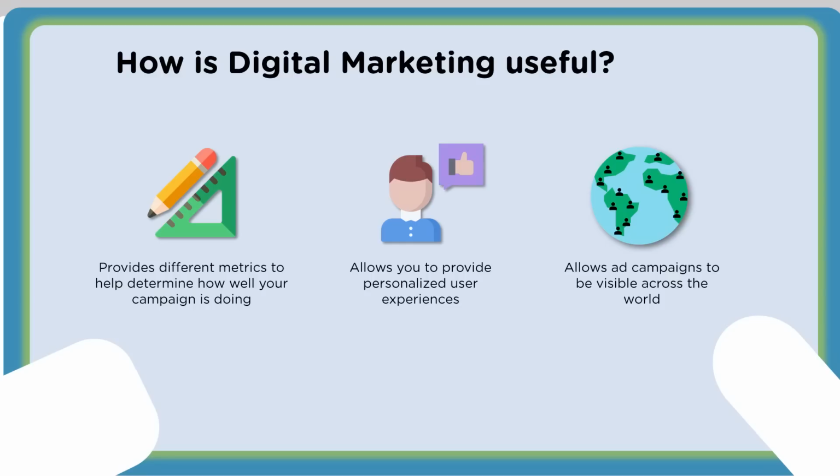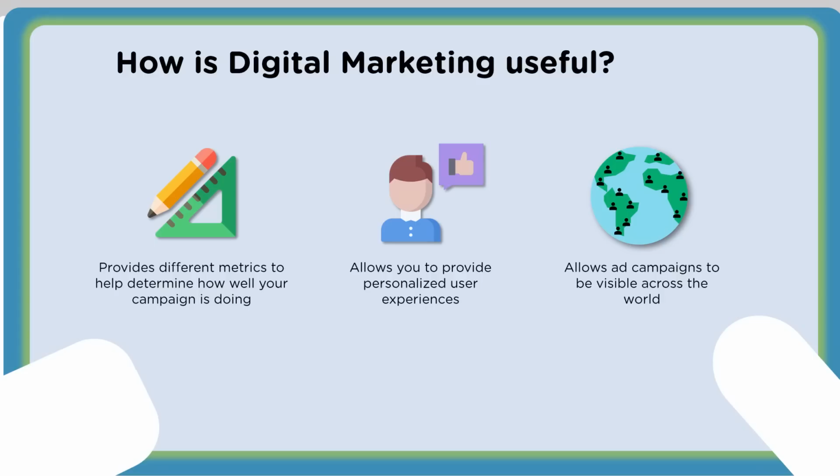How is digital marketing useful? Well, we know it provides different metrics. Why do we know that? Because it's all digital. Anytime you send out an email or post something on Facebook, you're going to get data back. You can take that data to determine how well that post or email performed. If it didn't perform up to expectation, you can make changes to improve performance. That's called optimization. That's the great thing about digital marketing.